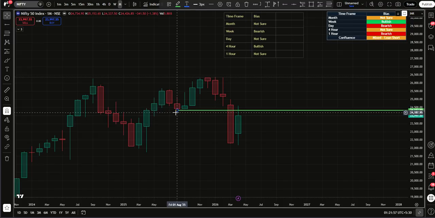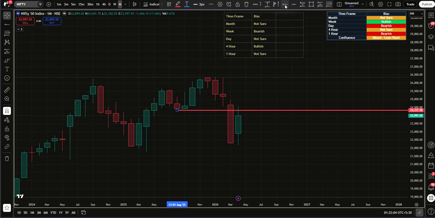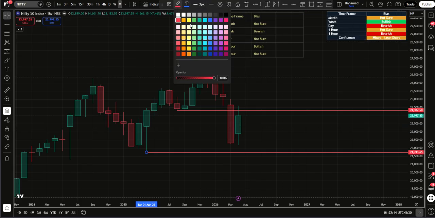Let me mark the important levels. This is the important level. Let me mark it in red. And where are the buyers? The sellers are all here, and the buyers are right in here. Let me mark it in green.